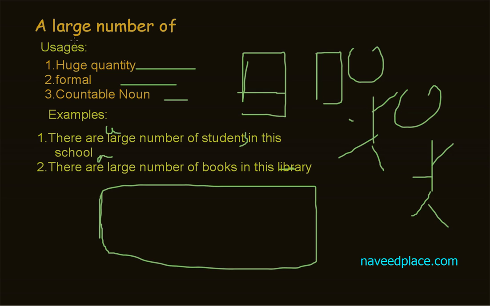Why do we use a large number of? To tell a huge quantity. The huge quantity must be countable. Now, do you know what countable means? It means we can count. And when we want to say a huge quantity in a formal way, we use a large number of. So this was a lecture on a large number of. I hope you have understood.